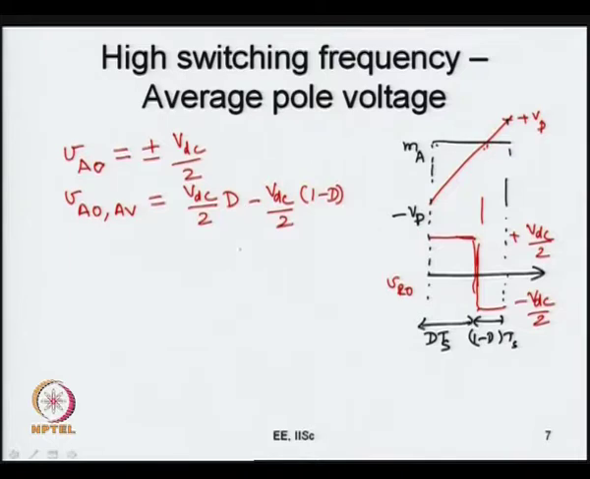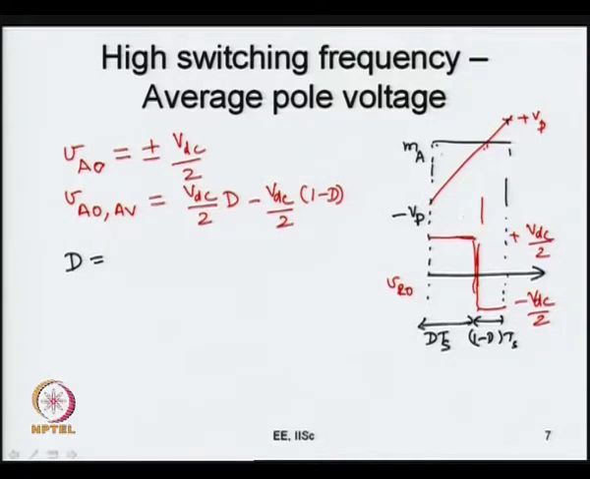Therefore, you have Vdc by 2 times D and minus Vdc by 2 times 1 minus D. This is your average voltage now. So, I have expressed this average pole voltage in terms of duty ratio. Let me try and express it in terms of MA. How do you do it in terms of MA? First, let us say this is the duty ratio D. How is the duty ratio D related in terms of MA?